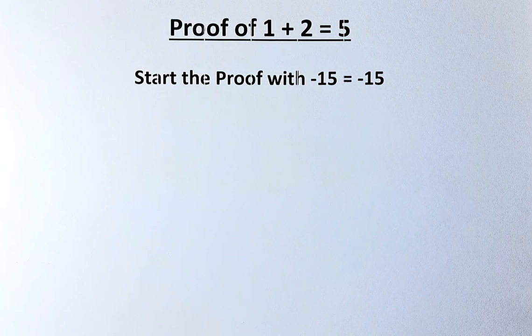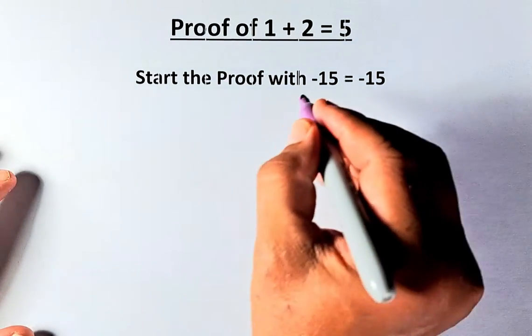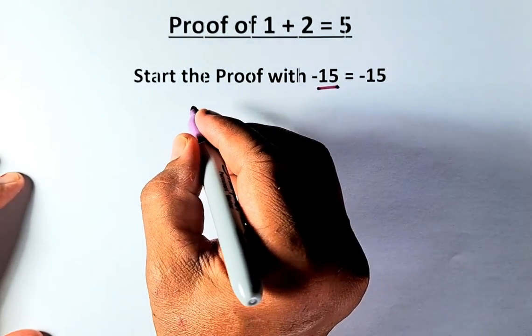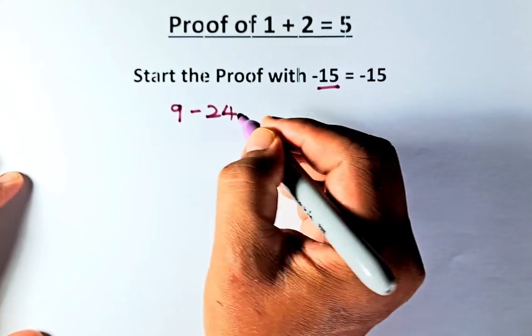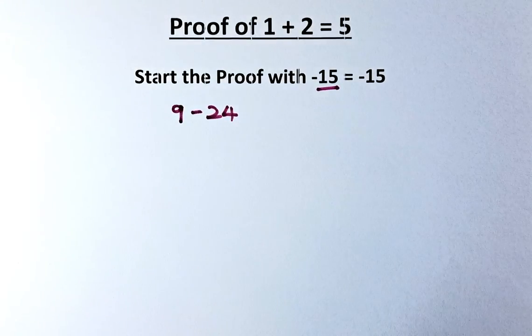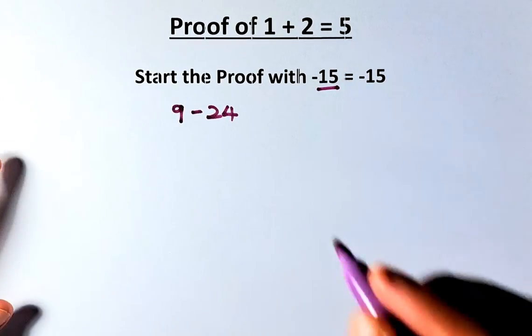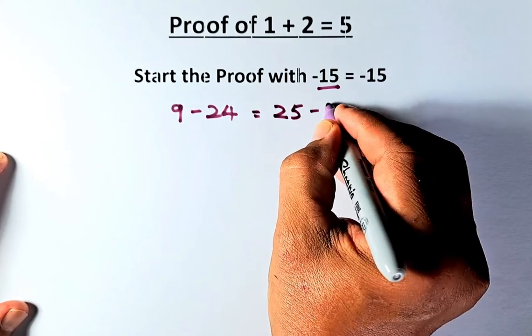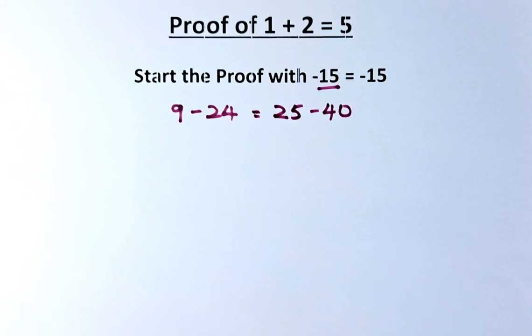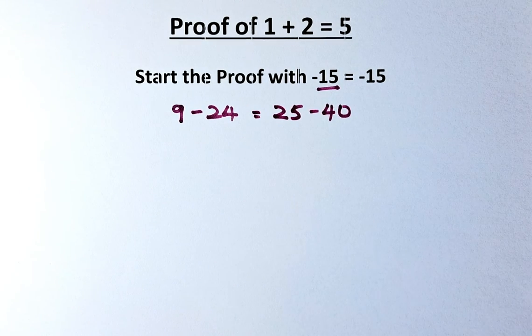In the next step, we are going to rewrite the minus 15 into two different forms. On the left hand side, I'm going to put minus 15 equals 9 minus 24. Put it in your calculator: 9 minus 24 is equal to minus 15. And on the right hand side, I'm going to do a simpler version, which is 25 minus 40. No issue with that, because 9 minus 24 is minus 15, and so is 25 minus 40.